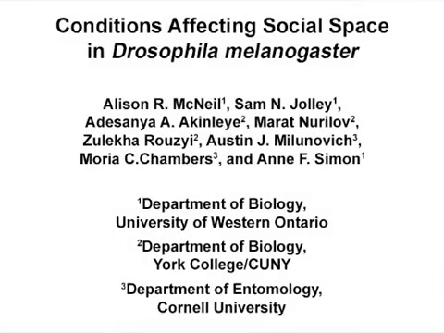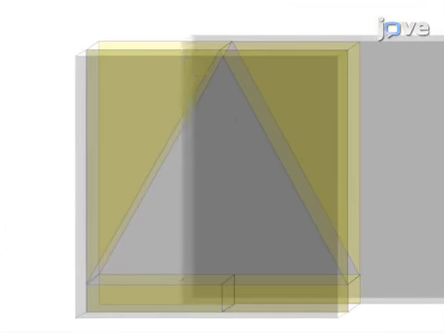The overall goal of this procedure is to quantify one aspect of the social behavior of flies, their preferred social distance. This is accomplished by first assembling the social space chamber.